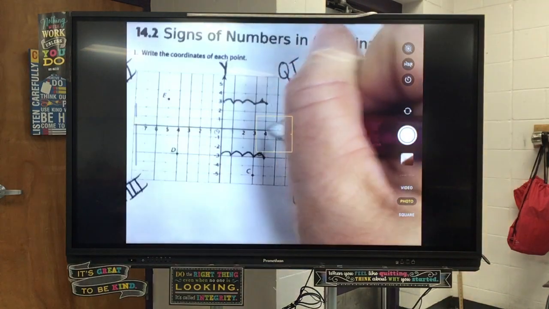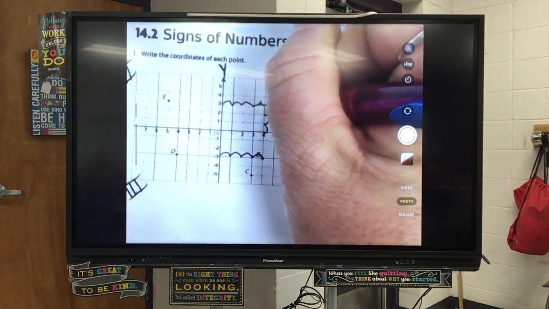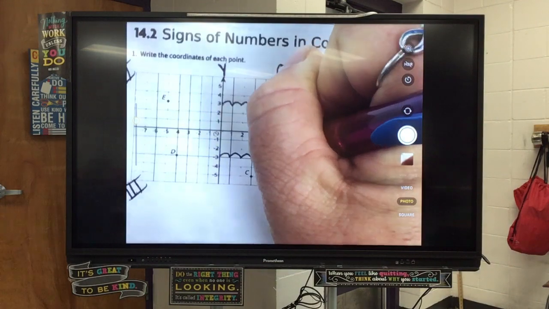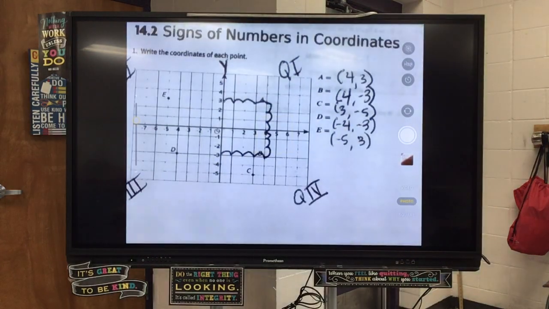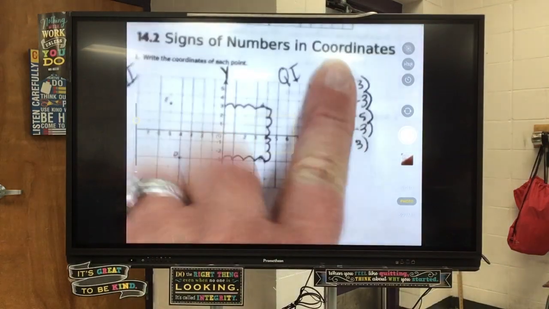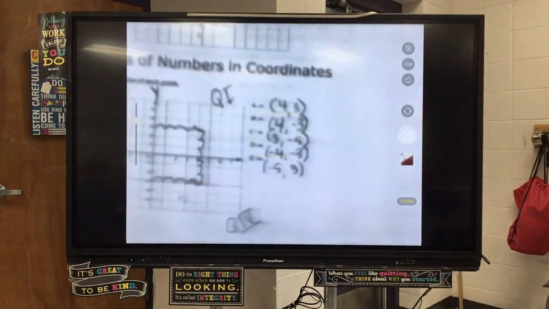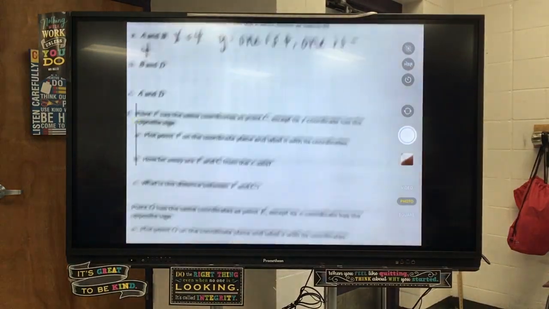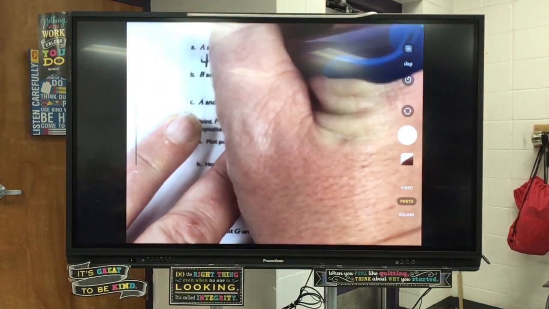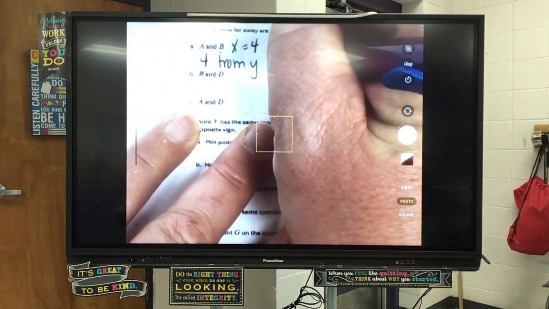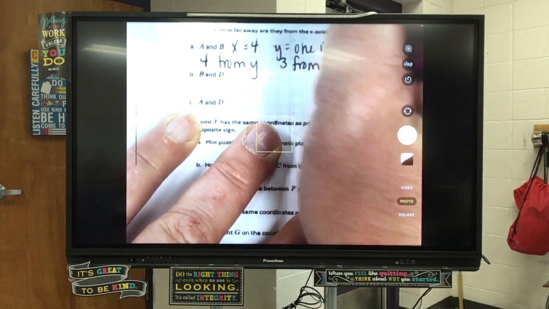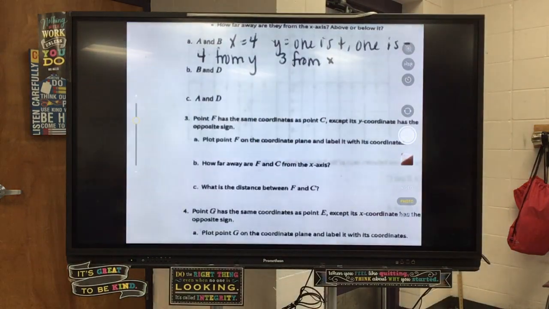So if we're counting, it's 1, 2, 3, 1, 2, 3. If we don't have the boxes to count, we're looking at our y-coordinates. So what is our answer? Lily? 3. Even though one of our coordinates is a negative, it's still three? Yeah. Why?